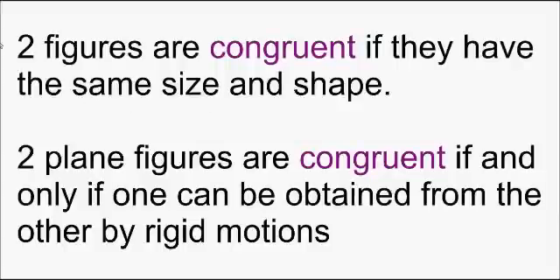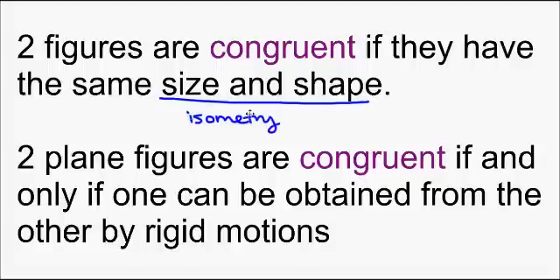Okay, starting off, congruent. Two figures are congruent if they have the same shape and size. So this should sound familiar from what we've been looking at. Remember, same shape and size is an isometry. In Unit 2, we were looking at different isometries. All figures that are an isometry of another are congruent. Two plane figures are congruent if and only if one can be obtained from the other by rigid motions.